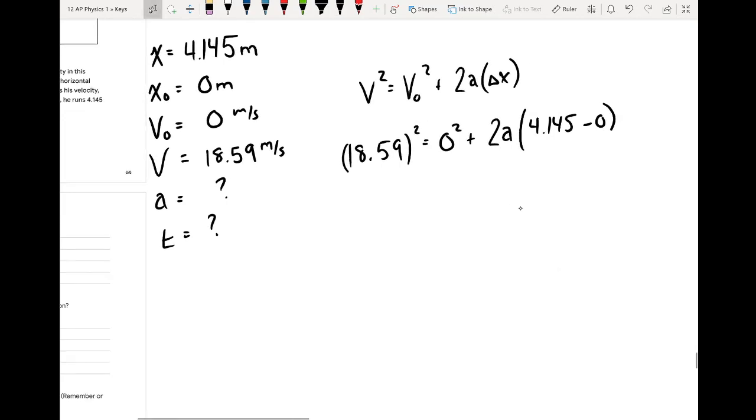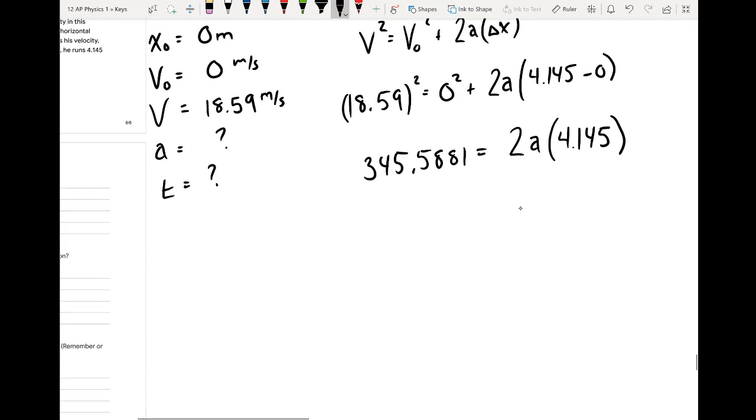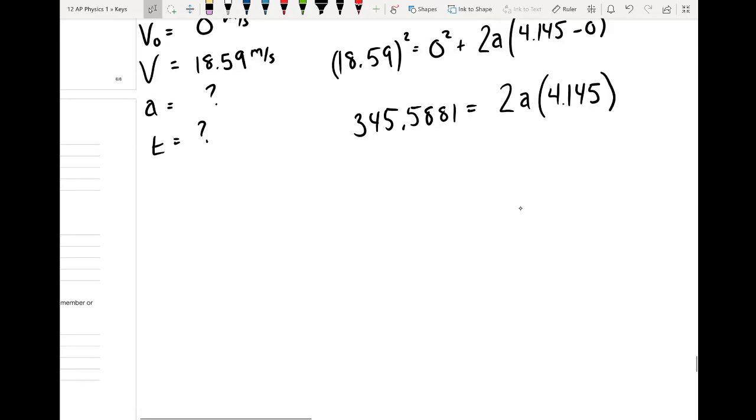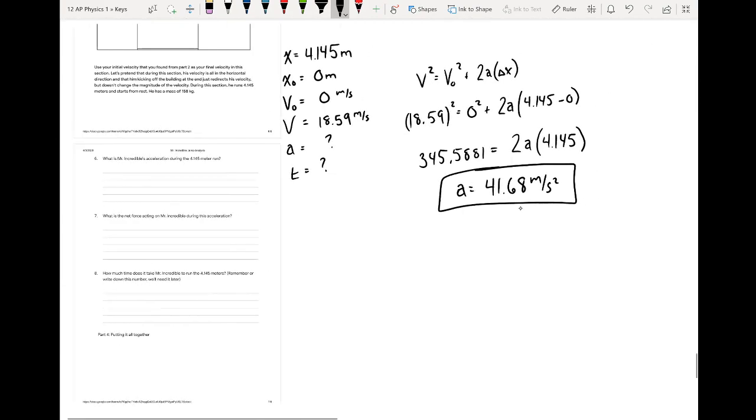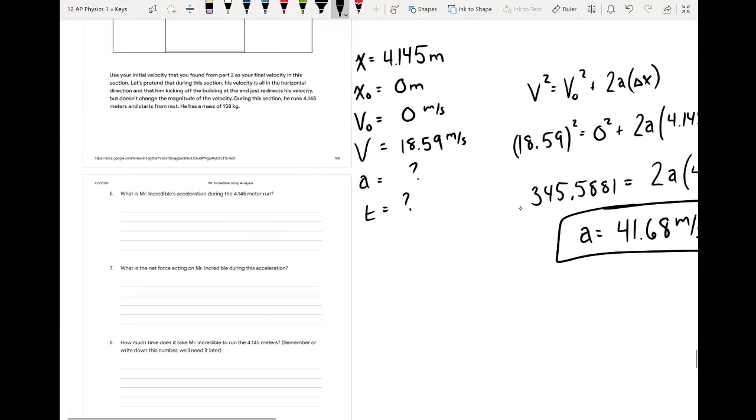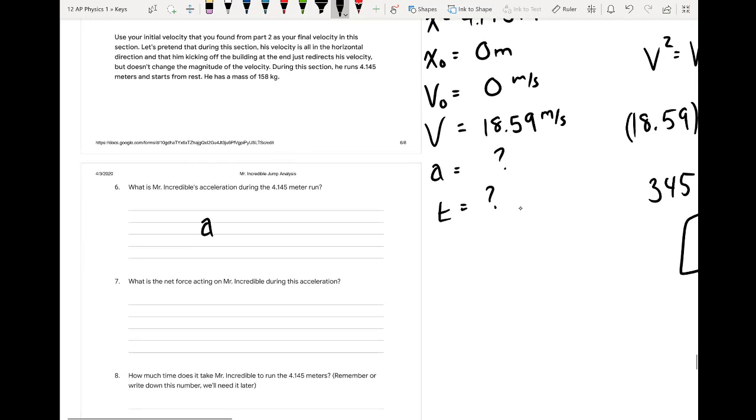So we can use that equation, say our final velocity is 18.59. So this is 345.5881 when you square it, equals 2 times a times 4.145. So 345.5881 divided by 2 times 4.145. So we get an acceleration of 41.68 meters per second squared, which seems like a good superhuman, super strength acceleration. Seems like a lot for us, but if you're superhuman, you have super strength. Seems like a good number.